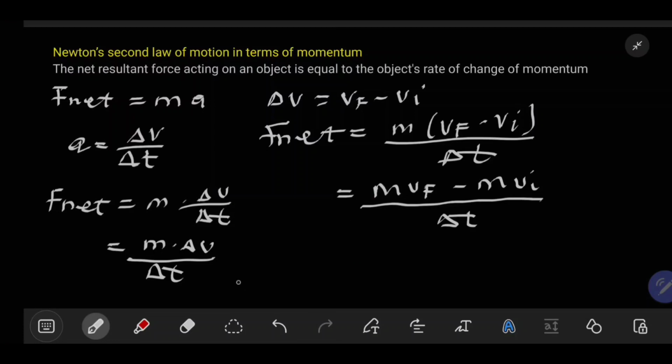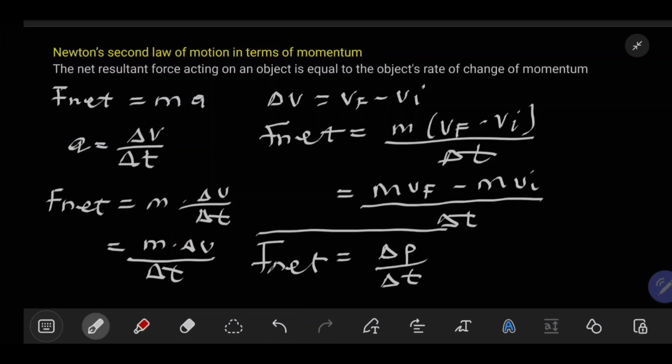So now what is mv? We know that mv is equal to p, which is momentum. So what is momentum final minus momentum initial? We know that is equal to change in momentum. So change in momentum over change in t is equal to Fnet. Now this is Newton's second law of motion in terms of momentum. It says Fnet is equal to change in p over change in time.